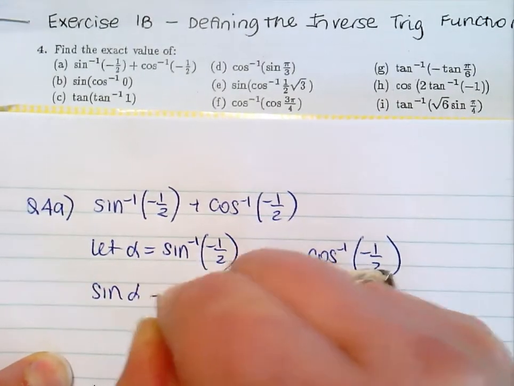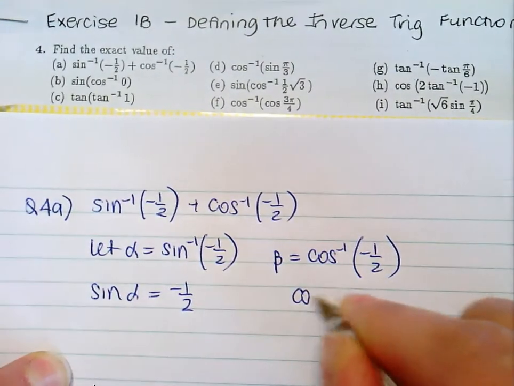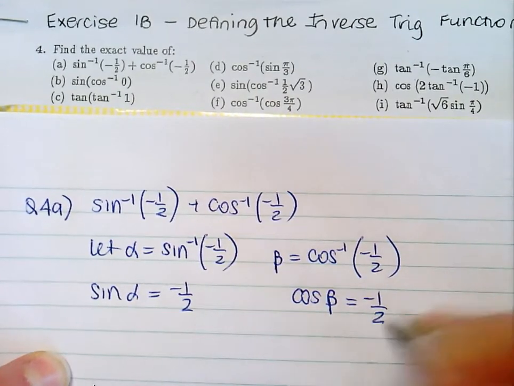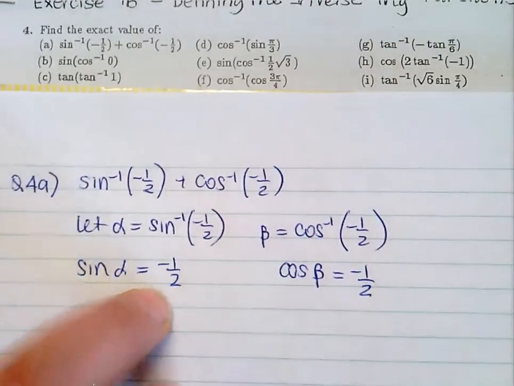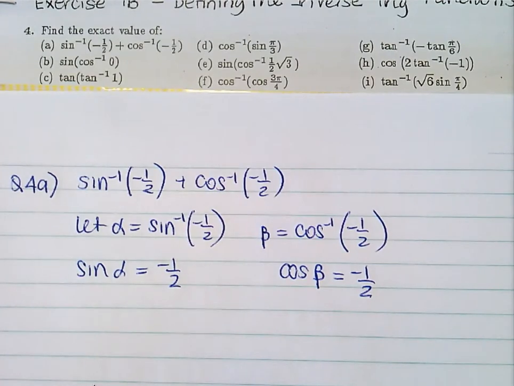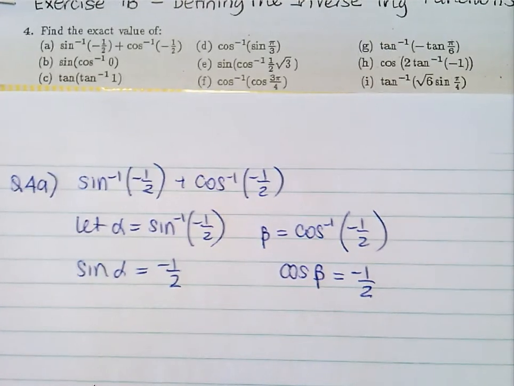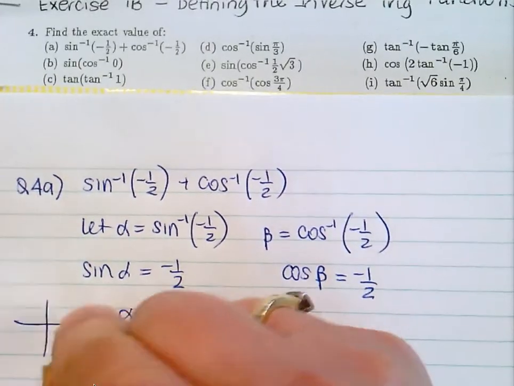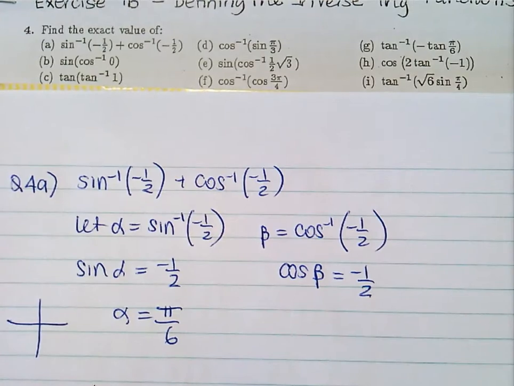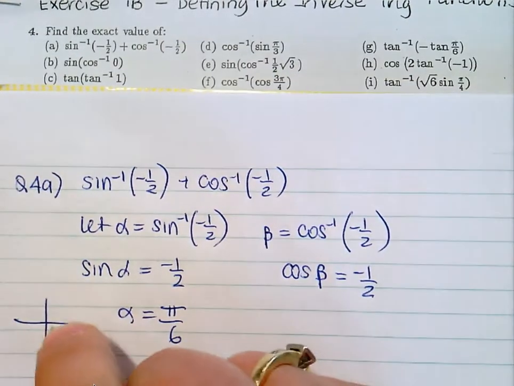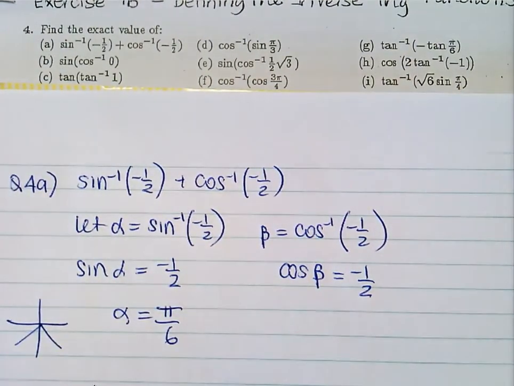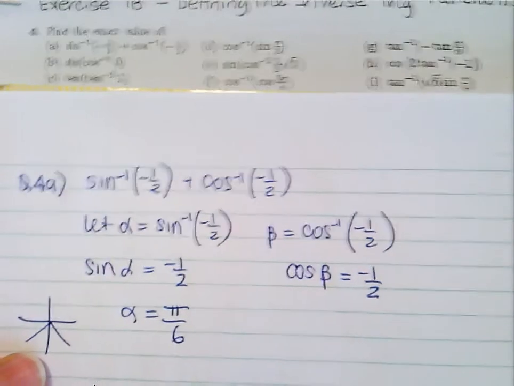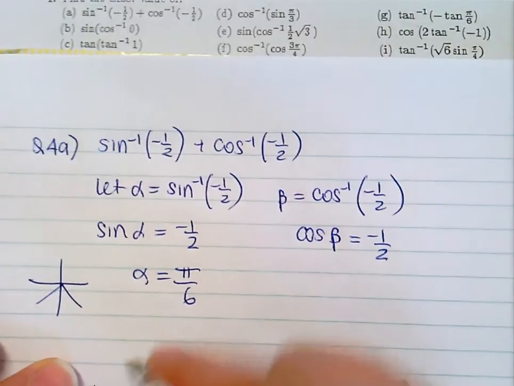That means that sine alpha is negative a half and cos beta is also negative a half. Sine of what is a half, by the way? Sine of 30, which is pi on 6. But girls, sine is negative in which quadrants? 3 and 4, but girls, we're not allowed to go near quadrant 3 because the inverse sine function only has a range. Do you understand what I mean by that?